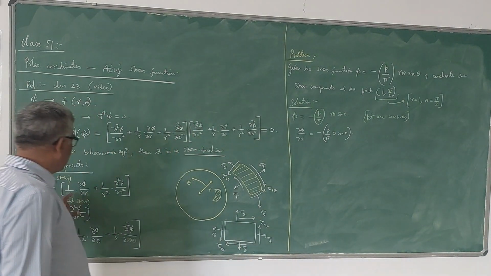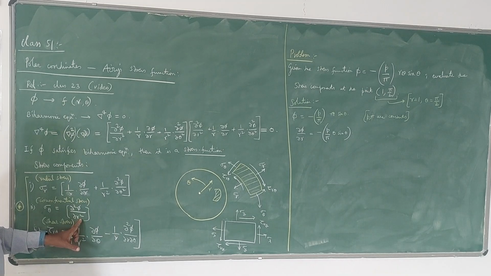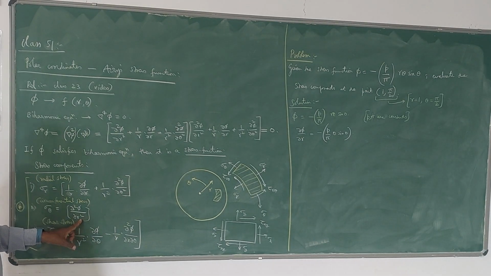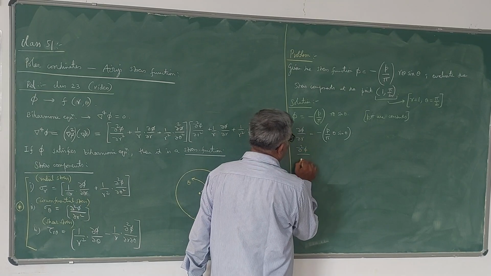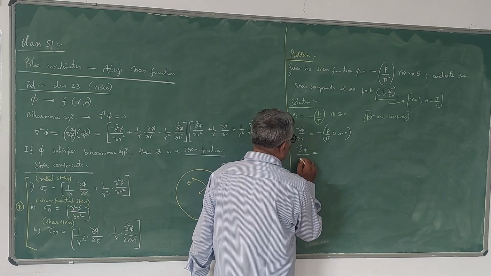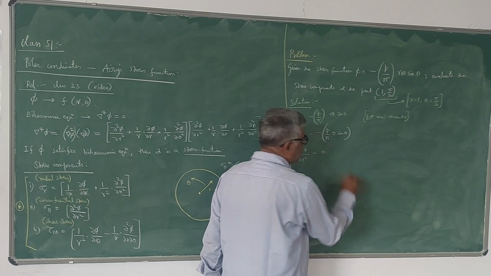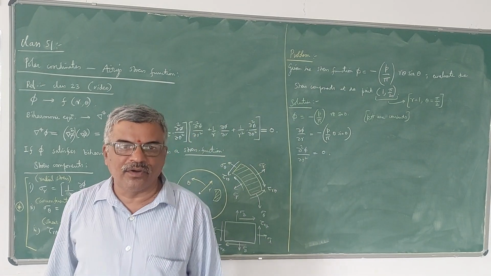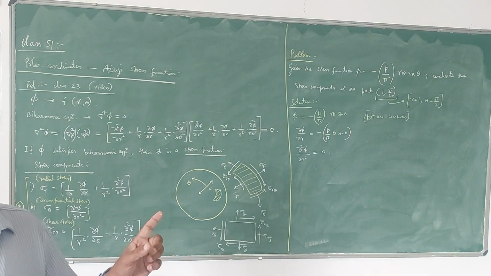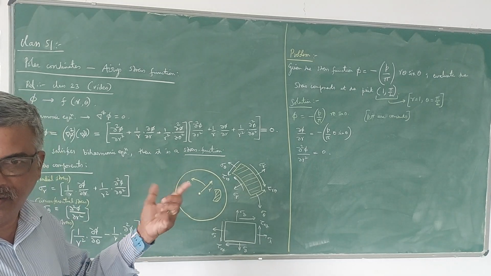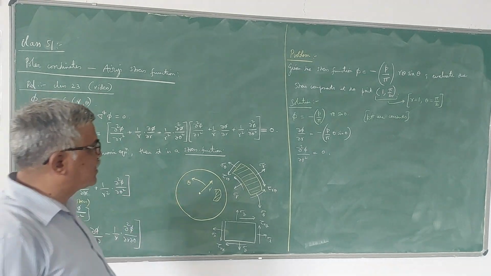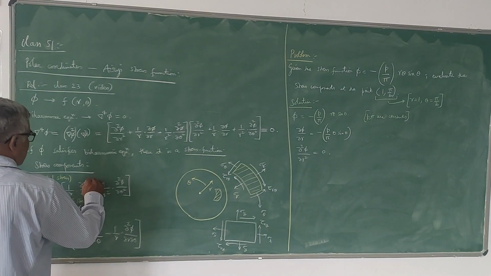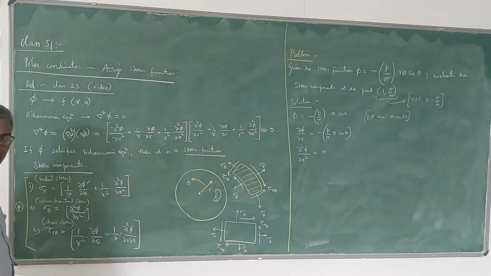Now I need the second derivative also, correct? Dou square phi by dou r square also I need. Right, dou square phi by dou r square. Once again differentiate this with respect to r, you will get 0, because it doesn't contain any r term. All the terms are constant. Okay. This is the answer for this term.